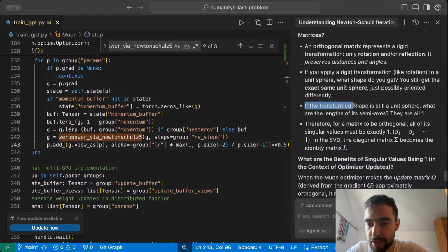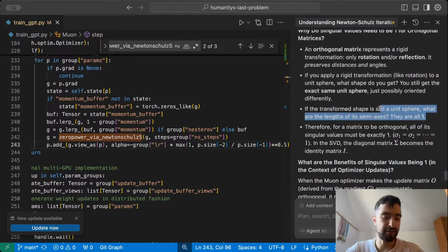If the transformed shape is still a unit sphere, what are the lengths of its semi-axis? They are all 1. I guess because they were 1 in the first place.